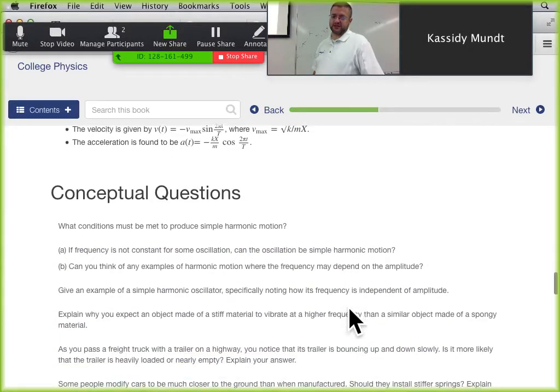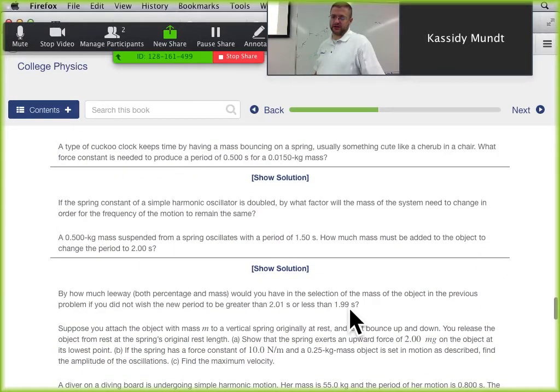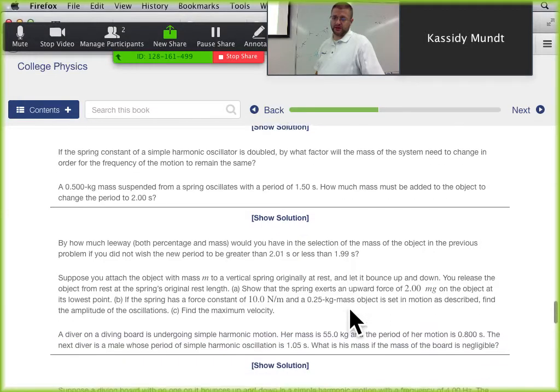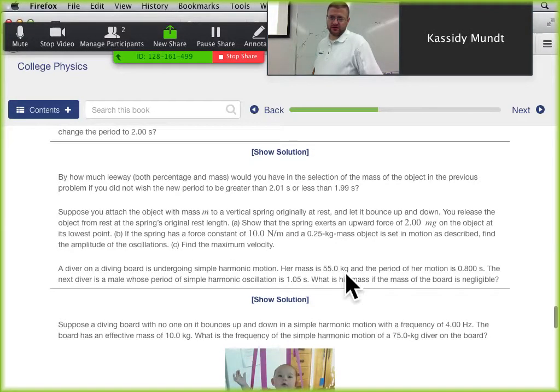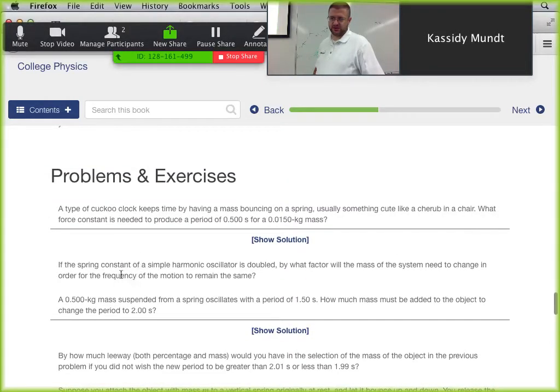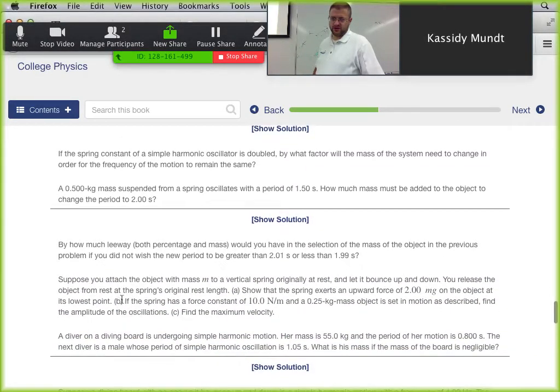So let's take a look at some of the homework problems we might want to do here. I like this one here. Suppose you attach an object with mass m to a vertical spring, originally at rest, and let it bounce up and down. I like this one, which is the fifth problem down.